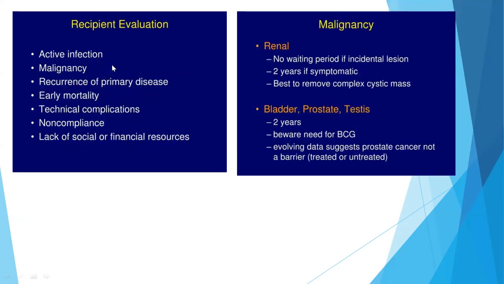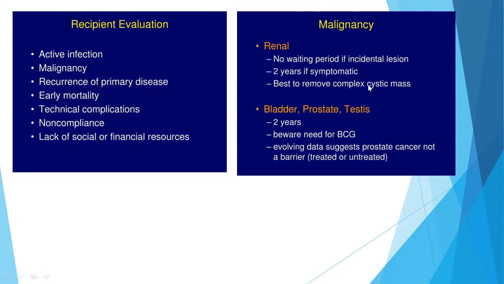The recipient should be evaluated for active infection, malignancy, recurrence of primary diseases, early mortality, technical complications, non-compliance, or lack of social or financial resources. If the patient has malignancy, for example a renal malignancy, then there is no waiting period if it is an incidental lesion. And if it is symptomatic, then we need to wait for 2 years.